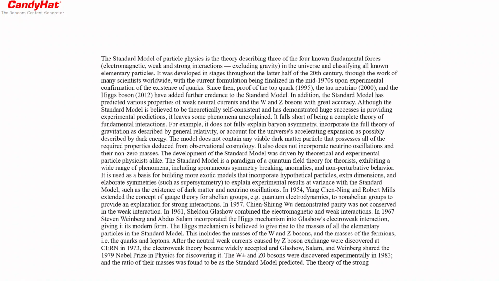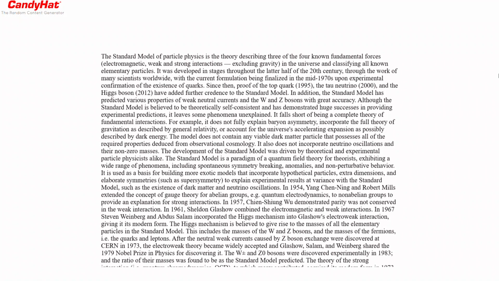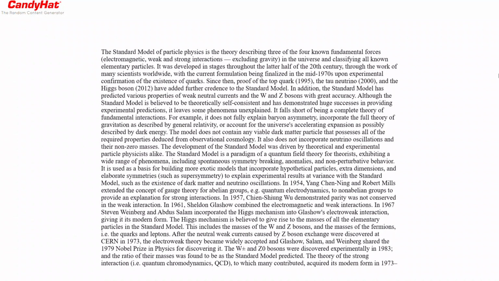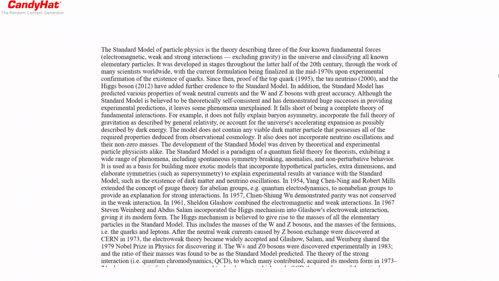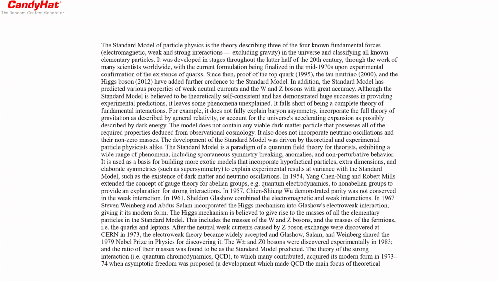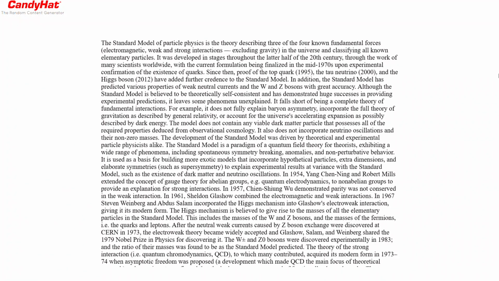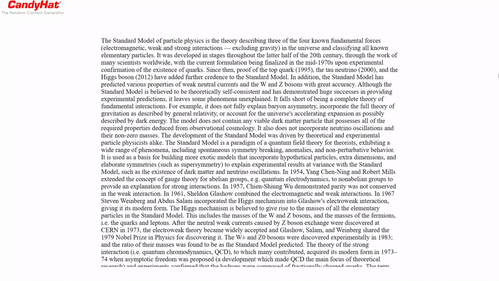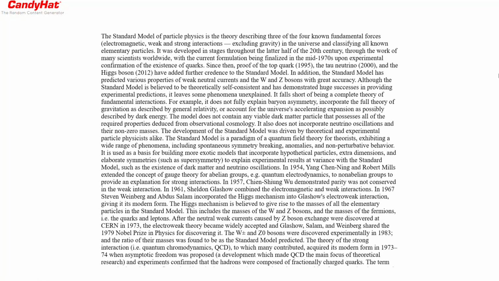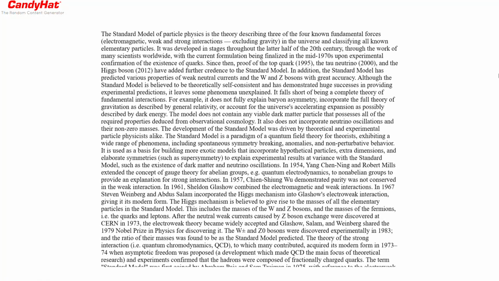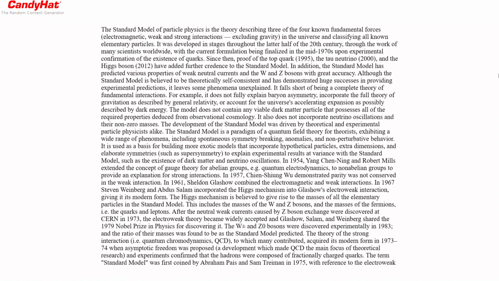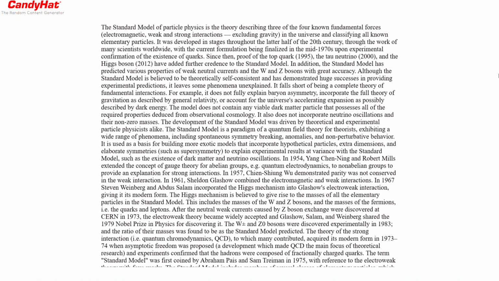The Higgs mechanism is believed to give rise to the masses of all the elementary particles in the Standard Model. This includes the masses of the W and Z bosons, and the masses of the fermions, i.e., the quarks and leptons. After the neutral weak currents caused by Z boson exchange were discovered at CERN in 1973, the electroweak theory became widely accepted, and Glashow, Salam, and Weinberg shared the 1979 Nobel Prize in Physics for discovering it.